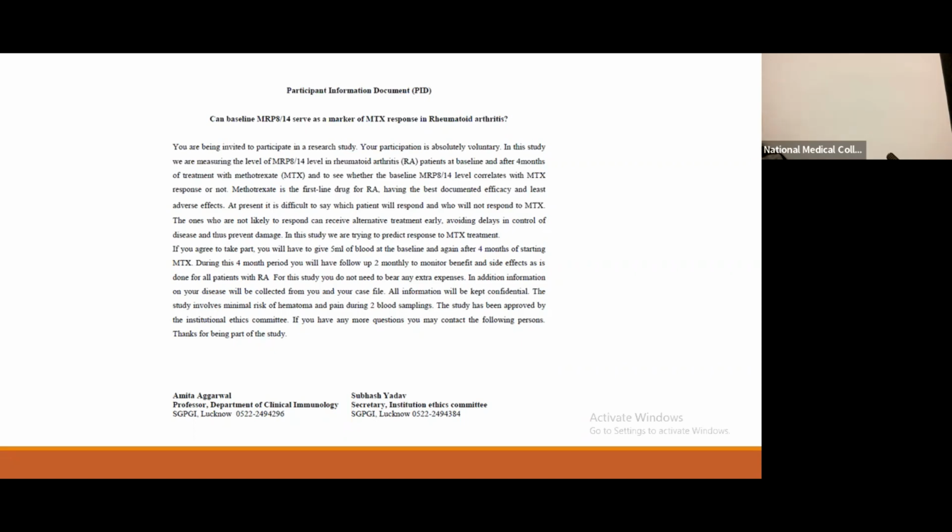And the study involves minimal risk. So we are identifying the risk. We are saying the study involves minimal risk of hematoma and pain during 2 blood sampling. That when you are going to take blood sample, you may develop a small hematoma there, the blueness, and you may have a little bit of pain. And finally, we say that the study has been approved by the Institutional Ethics Committee. And if you have any questions about this whole process, you can contact these 2 persons. So is there anything lacking in it?